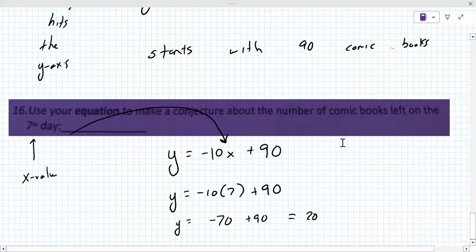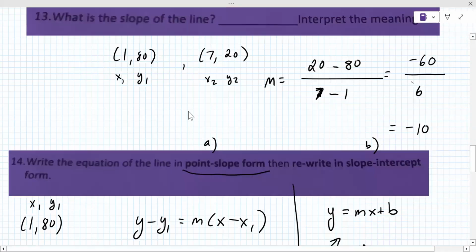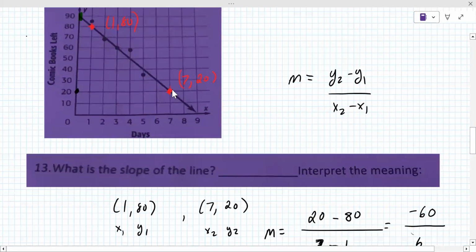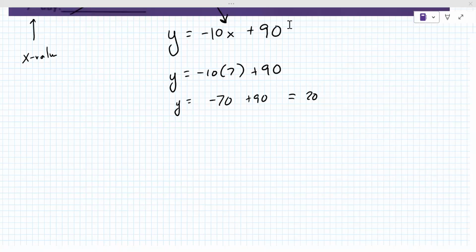Does that seem reasonable? Let's go back and look at the graph. On the 7th day, are there about 20 comic books left? Yes, there are. And actually, that's one of the points we used. Okay. Use your equation. This is 17.